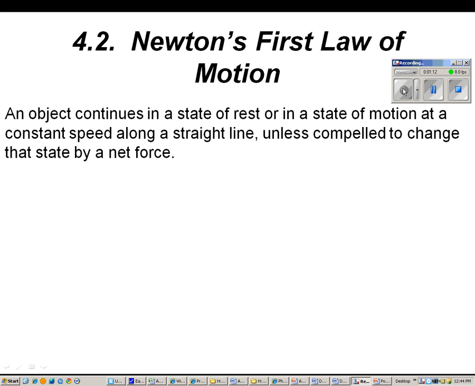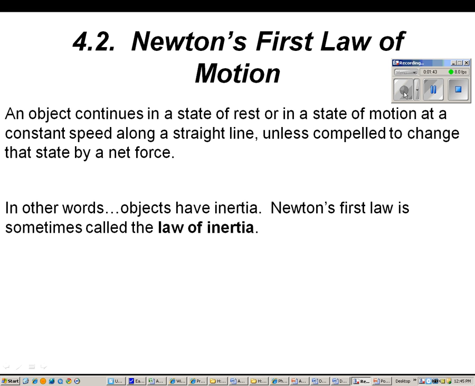Now we're going to look at Newton's first law of motion. Now, there's 3 laws. We'll look at the first law. An object continues in a state of rest or in a state of motion at a constant speed along a straight line, unless compelled to change that state by a net force. So an object at rest wants to stay at rest, an object in motion wants to stay in motion, and a straight line is the important part. It will stay in that straight line at a constant speed. So that's Newton's first law.